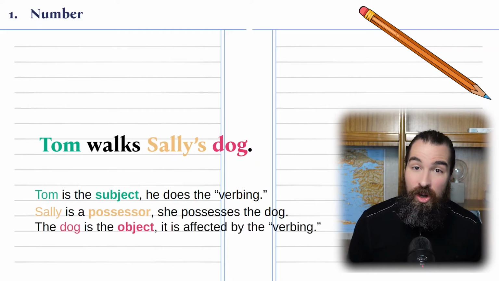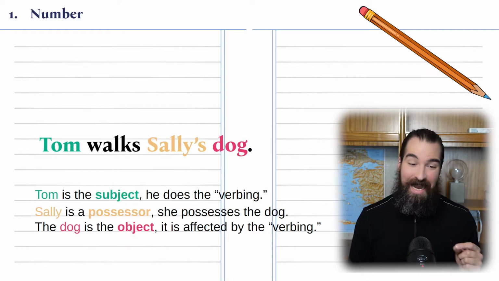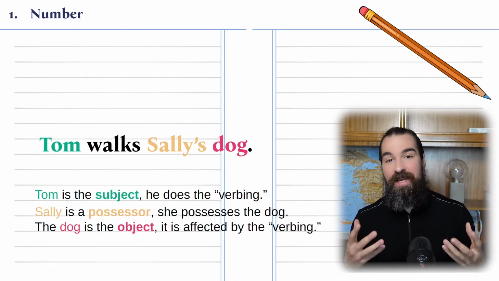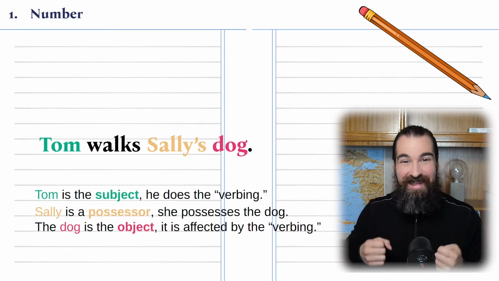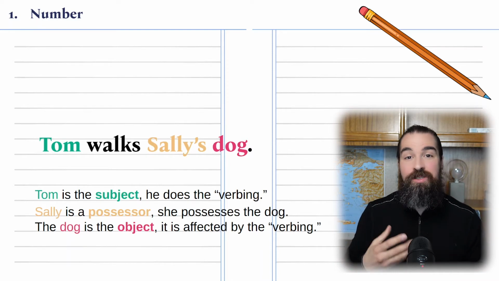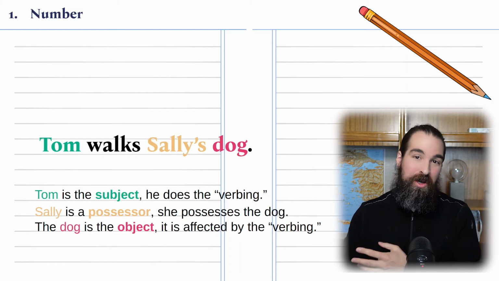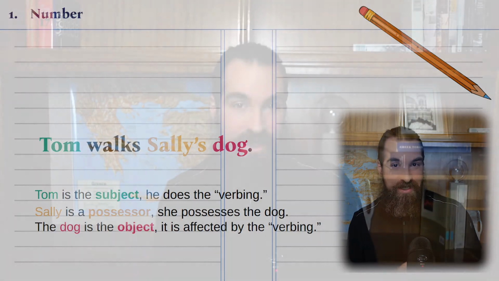And the dog is an object. The dog is the object. It is affected by the verbing. The dog might have been laying down, and now it's going to get walked. It's going to go on a walk. It's affected by the walking. The dog is the object in this sentence.